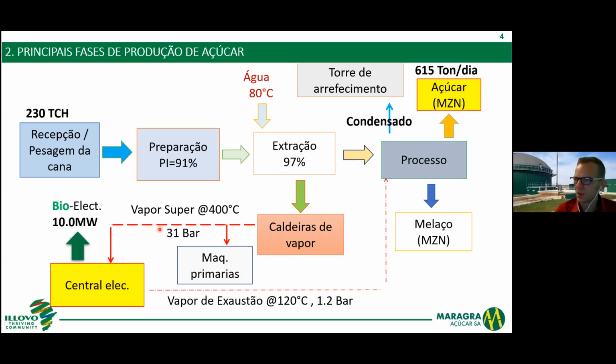See that on the other sheet. And part of the steam goes to the electricity production unit, where the two turbines are installed, producing electricity with a maximum capacity of 10 megawatts.